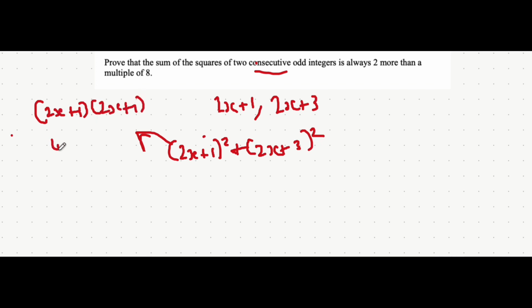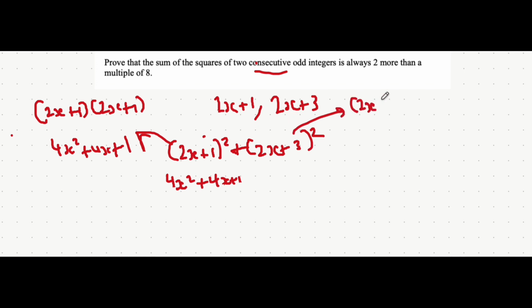2x times 2x is 4x squared. 2x times 1 is 2x. And then another 1 times 2x is 2x. Those give you 4x. And then we have 1 times 1 is 1. Let's write all of that out here. And let's do the same to this bracket on the right.